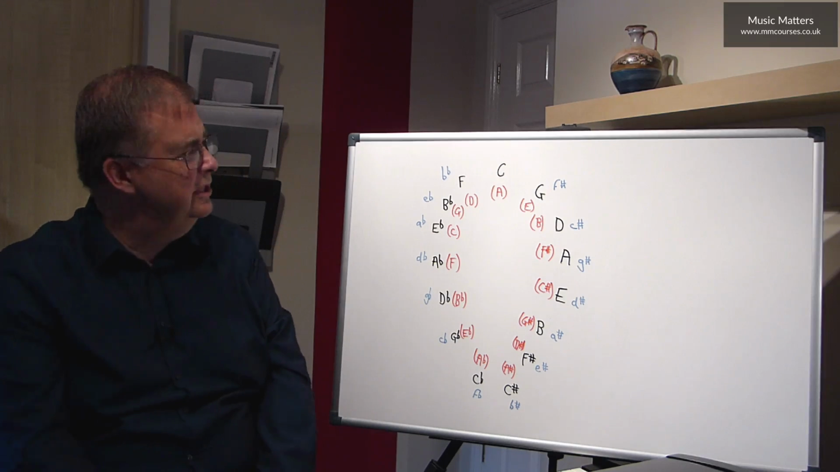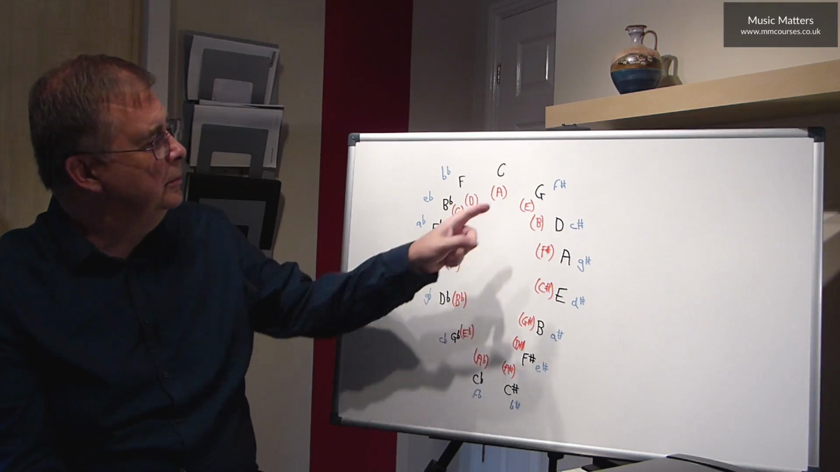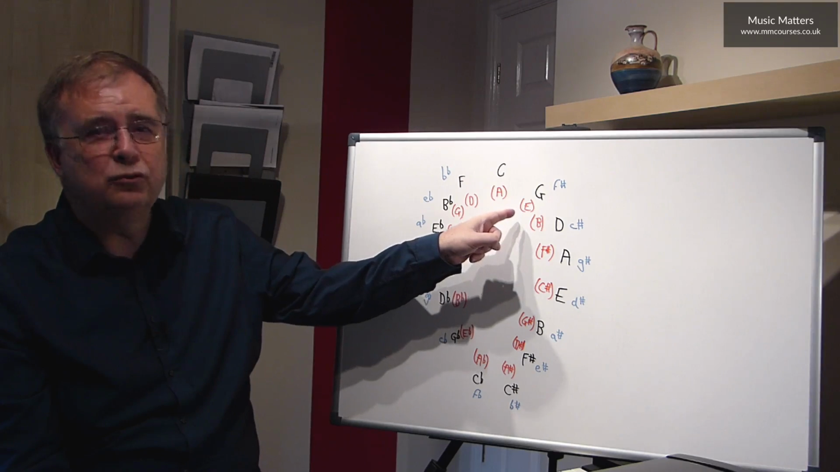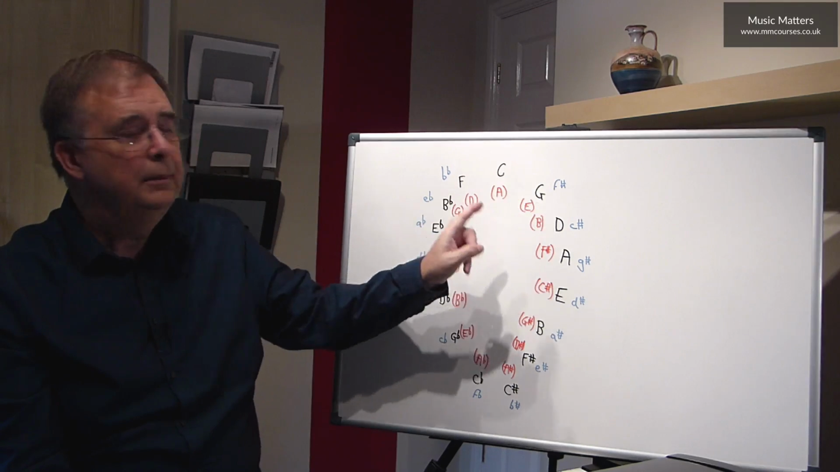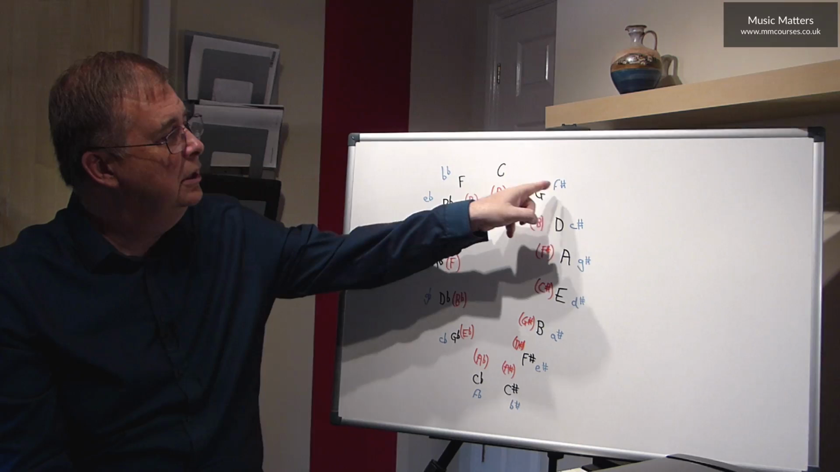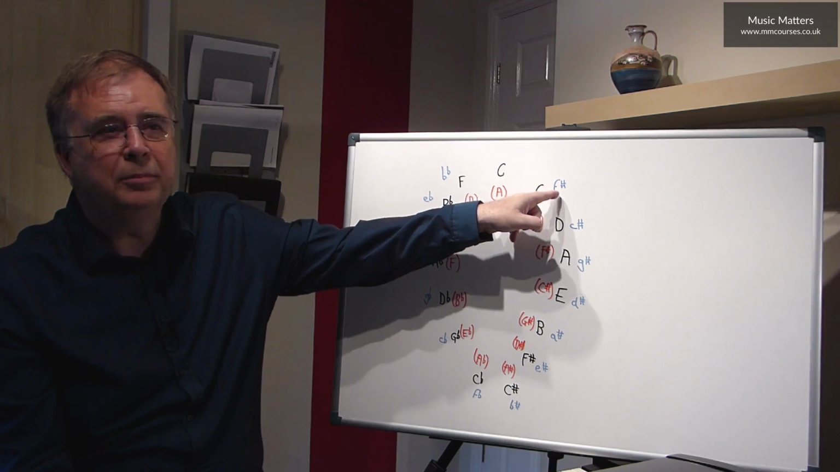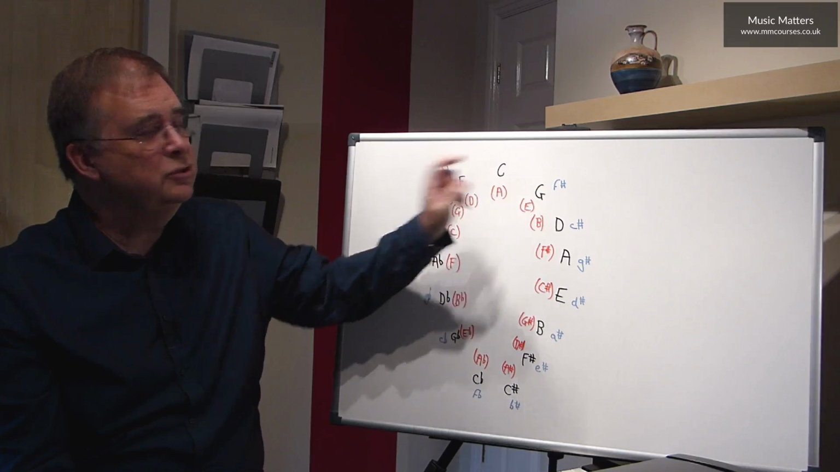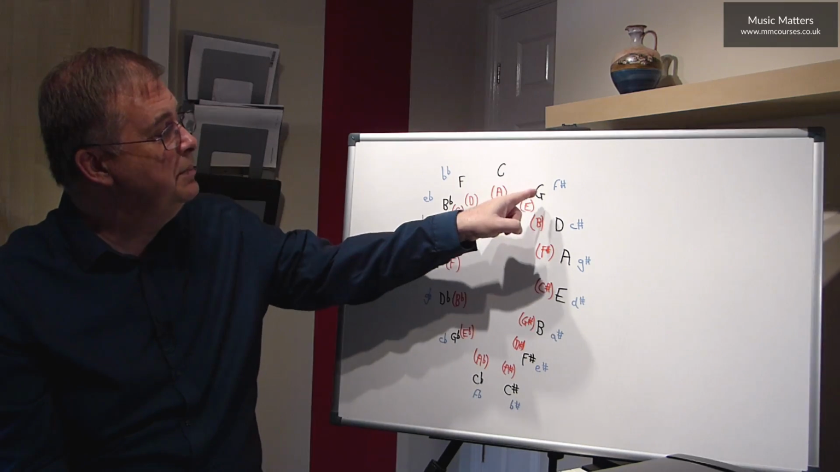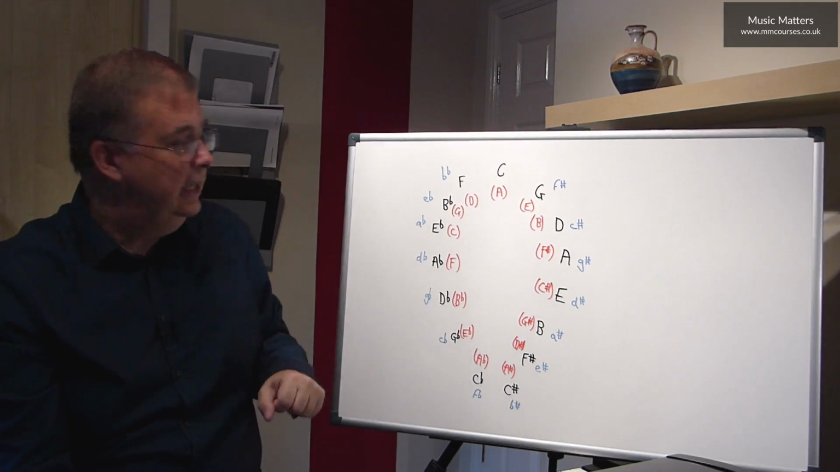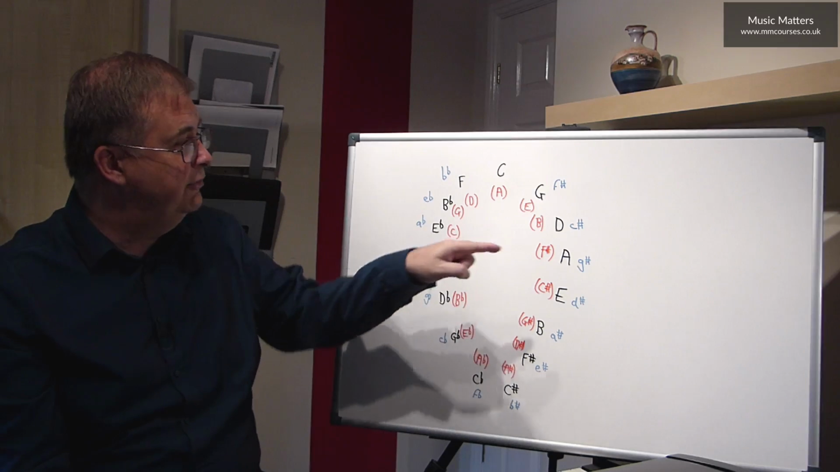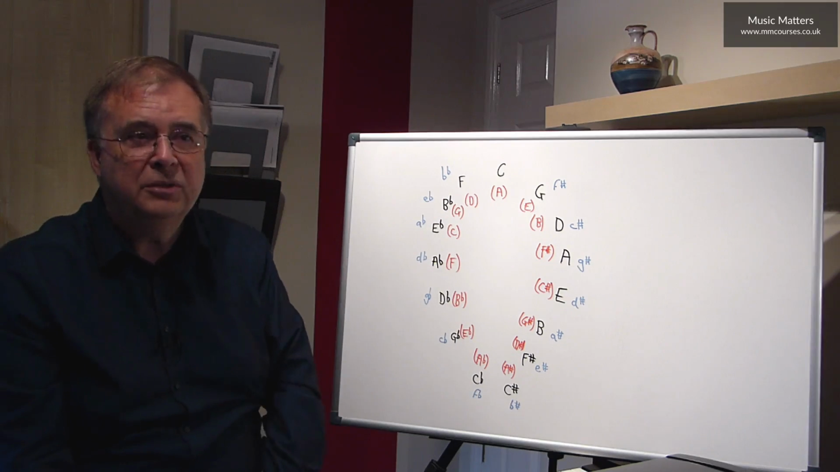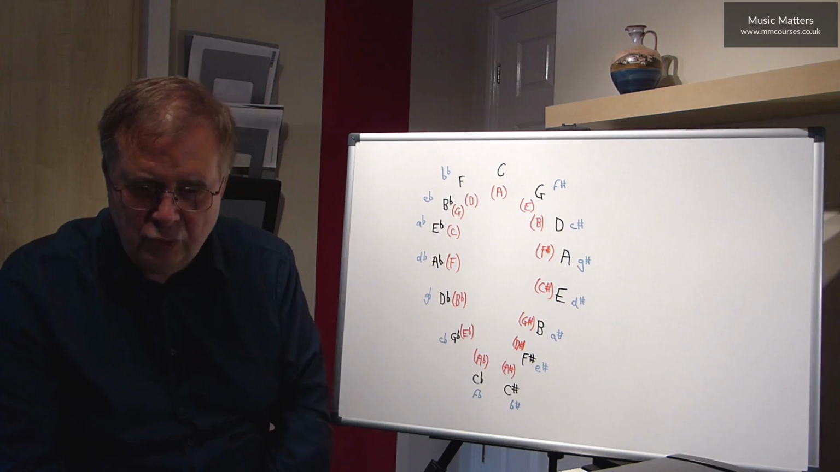What is a relative key? Well, here's an example. E minor is the relative key of G major because E minor and G major both share F sharp as a key signature. So you can say that E minor is the relative minor of G major, or you can say G major is the relative major of E minor. And that's true for every other pair that you see between the black and the red.